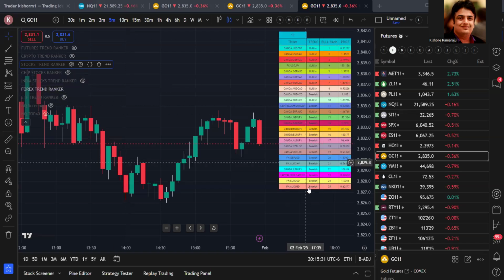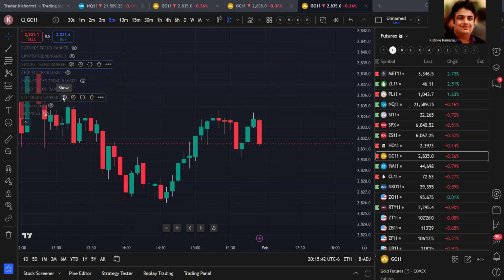The same way, if you want to trade forex currencies, right? AUD USD is very bearish, Euro USD very bearish, USD CHF, USD CAD very bullish. Like that, you will know which ones are right.